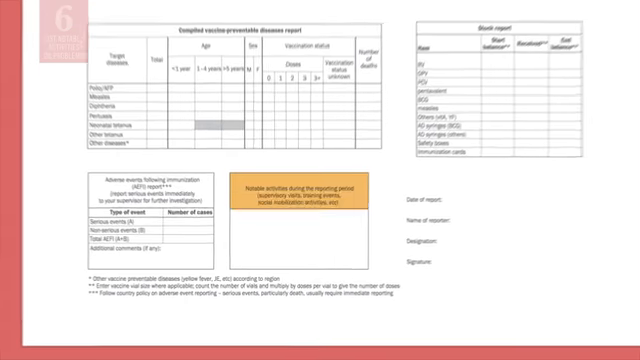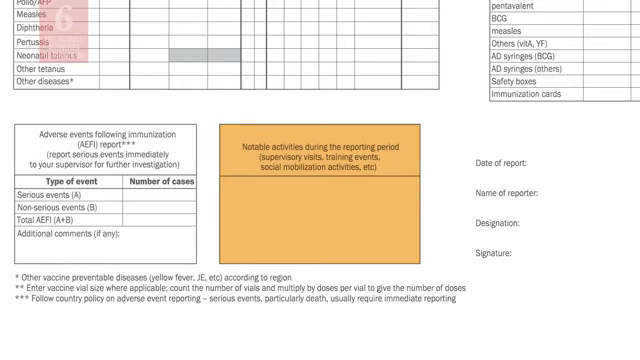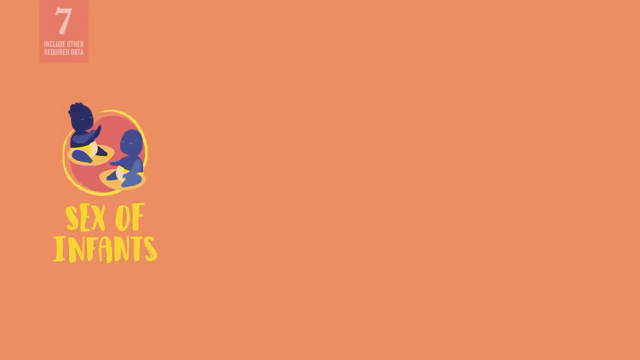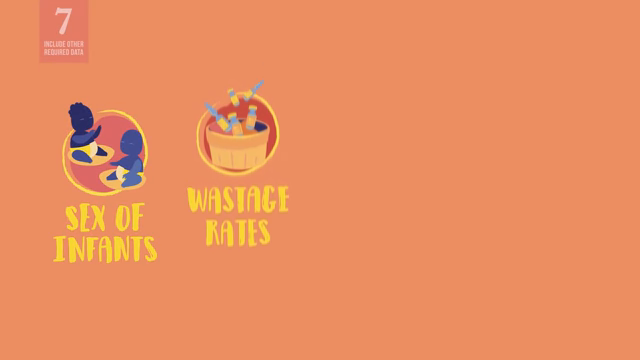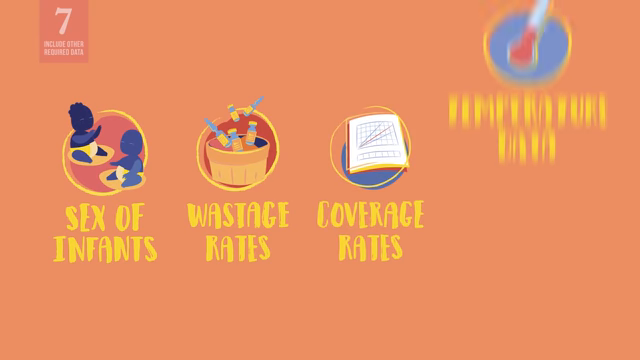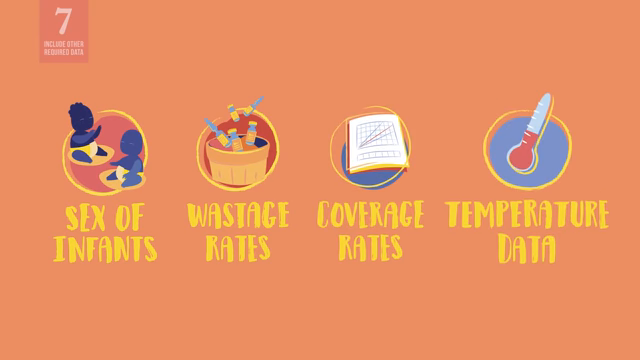Record any other notable activities that occurred during the reporting period, such as supervisory visits, stockouts, or cold chain failure. Your national policy may request further information such as sex of immunized and disease cases, vaccine wastage rates, vaccine coverage rates, or temperature data. Finally, you are ready to submit the monthly report.